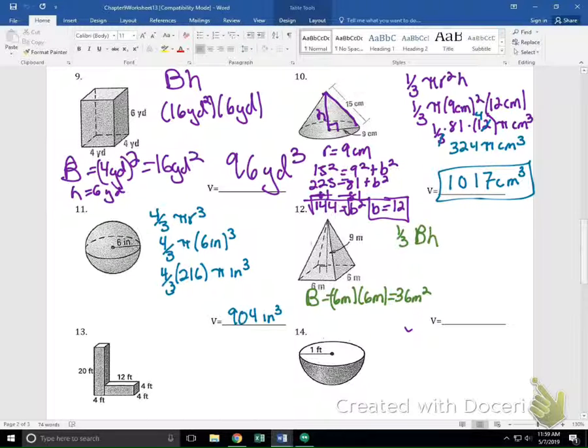Okay, and what is your height? 9. Okay, so we're going to take 1/3. We're going to divide. 3 goes into 9 3 times. What is 3 times 36? 108. So we get 108 meters cubed.